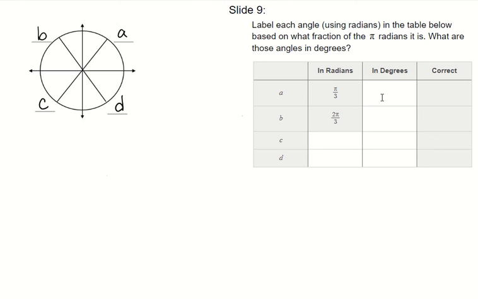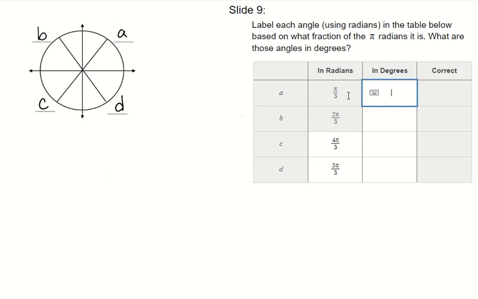So looking back at slide 9, we've got A was pi over 3, B was 2 pi over 3. We skipped the 180, which would have been 3 pi over 3, which is pi. We already knew that. So then we're going to add one more. That's 4 pi over 3 to get to C, right? And then from C to D, we're adding one more pi over 3, so that's 5 pi over 3.